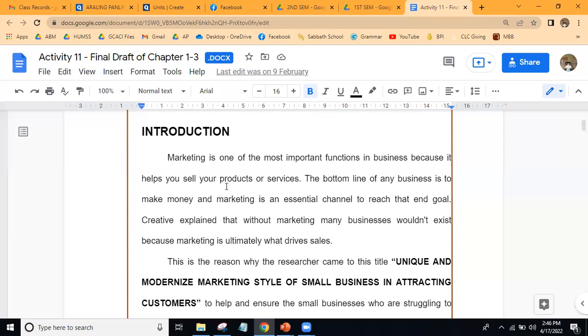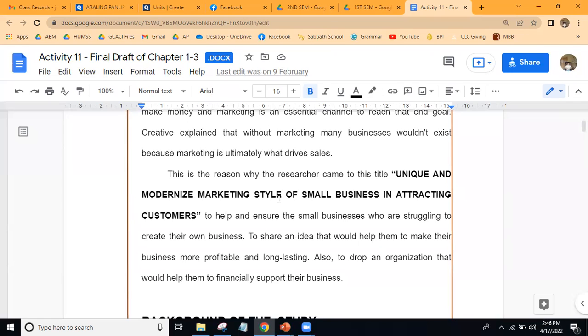In a business, the marketing heads, those in the marketing department, are the ones who bring money into the company. Now, they also state the reason why they chose this kind of topic. This is the reason why. Take note, they use "the researchers." Instead of saying "this is the reason why we," do not use "we" or "I" in the research. You should use "researchers."